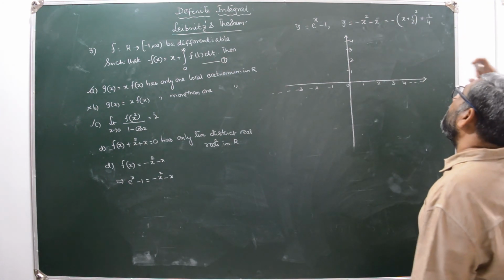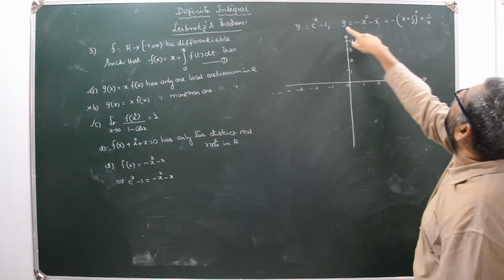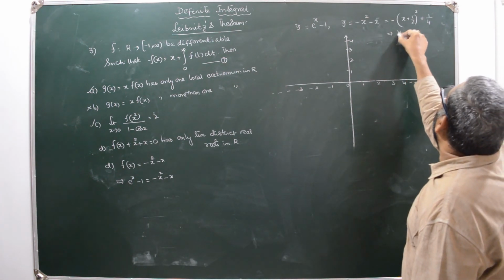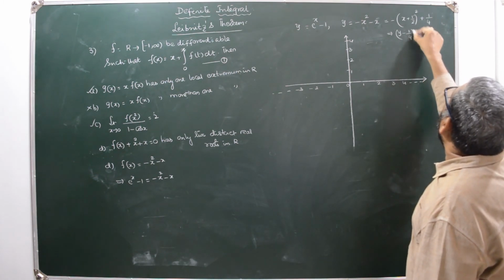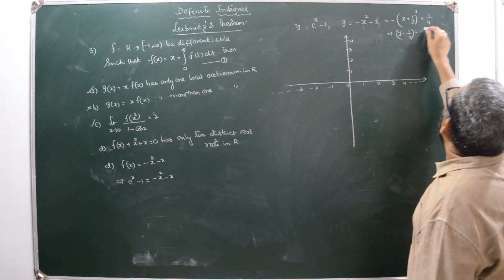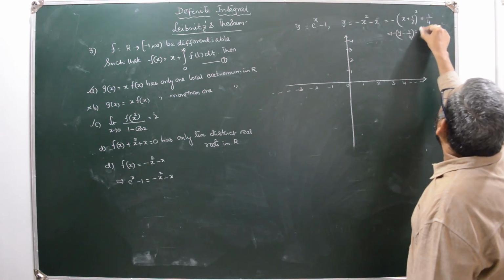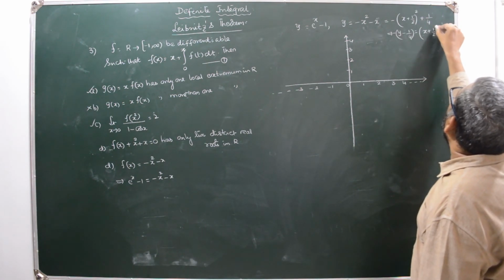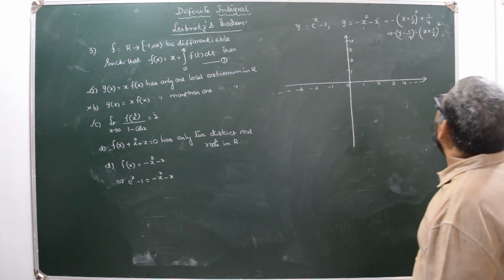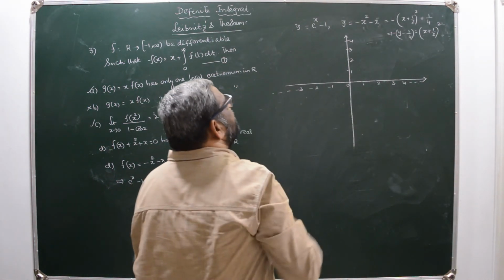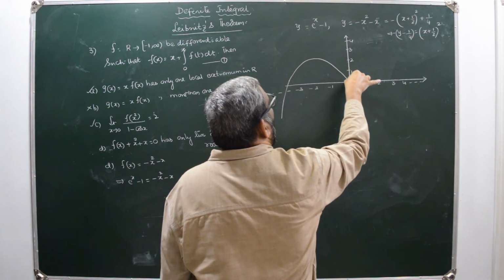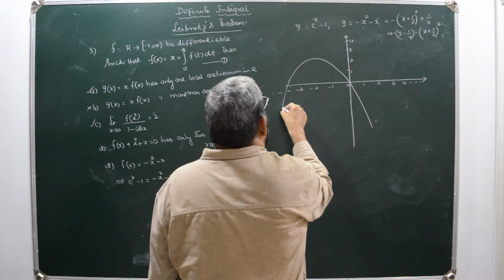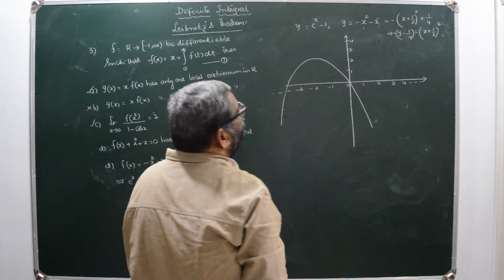This is a parabola. So it is in the form of y minus 1 by 4 is equal to minus of x plus half whole square. You can write here, this is x plus half whole square. This is better. So it is in the form of x minus alpha whole square equal to minus 4a into y minus beta. The graph will be like this. The graph will be something like this.